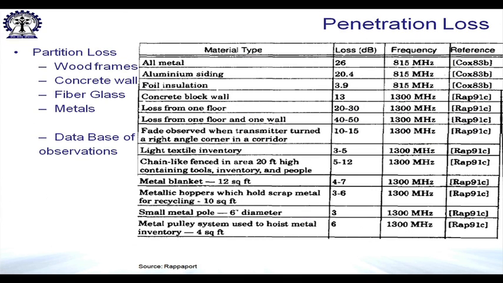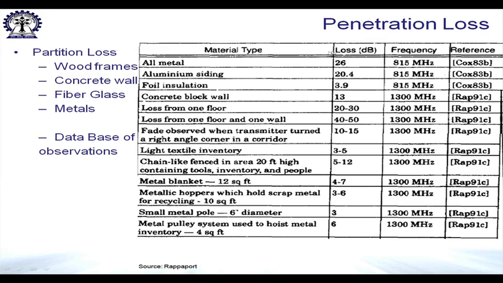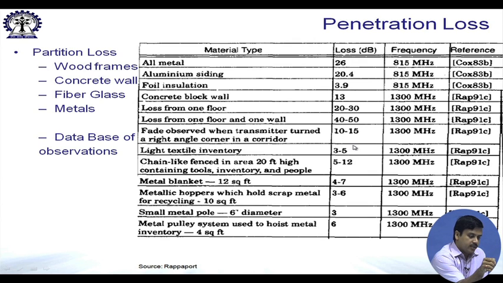Now, these few slides are again taken from the numbers as given in the book by Rappaport. You will find similar numbers in other books, of course, for different scenarios. Now, this is very specific to the measurement campaign which Rappaport has been reporting in many of his papers and many papers from other references as well. So, some of the things we will take from this are like metals around at the frequency of 800 megahertz have a loss of around 26 dB, and if you look at the light textile inventory, it is a loss of around 3 to 5 dB.